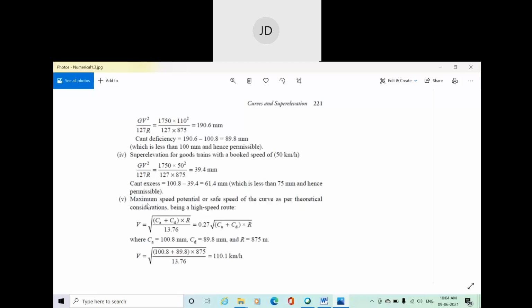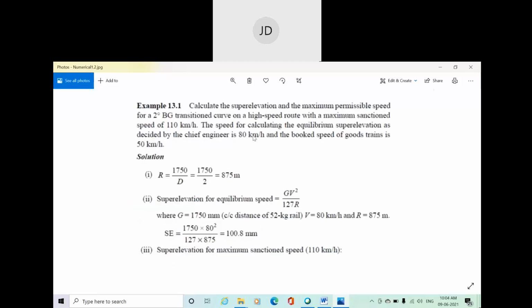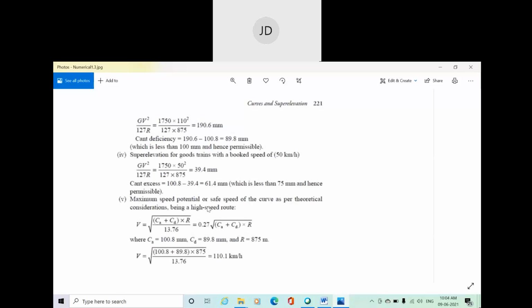Fine. Next we need to find out what? Calculate superelevation and maximum permissible speed. So we need to find out the maximum permissible speed of the train on a curve, and we know the formula. This V is equal to this formula. Now we have already mentioned here, as per Indian Railways, for broad gauge, it adopted this formula. Either you can use this one or this one.